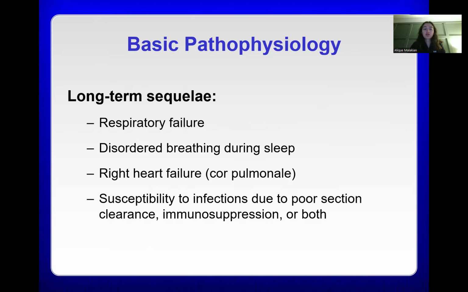Now, some long-term consequences that follow from this are respiratory failure, disordered breathing during sleep, right heart failure or cor pulmonale, and susceptibility to infections due to poor suction clearance, immunosuppression, or both. So it's pretty serious, of course. I mean, not like anything we talk about in this class is not serious, but that cascade is serious and it often leads to even more problems.